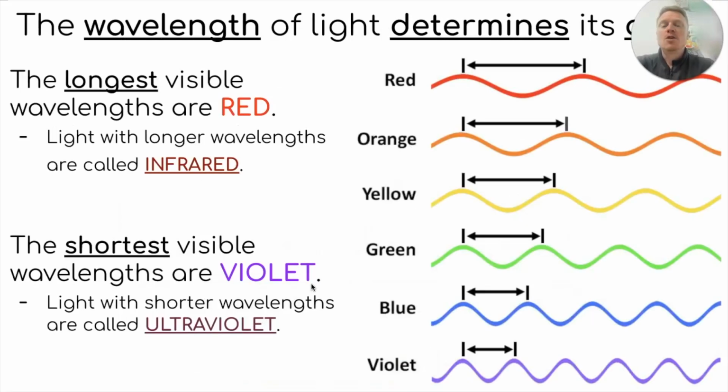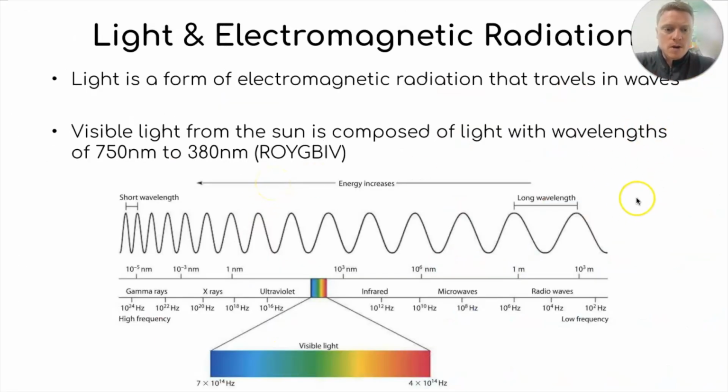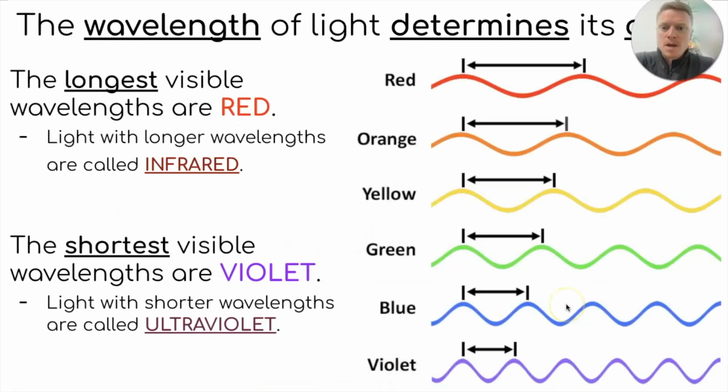Like I said, the wavelength of light determines its color. The longest visible wavelengths that we can see are red. They have the lowest energy. And the light with longer wavelengths are the infrared, and they have even lower energy. The lowest energy that we talked about was the radio waves.